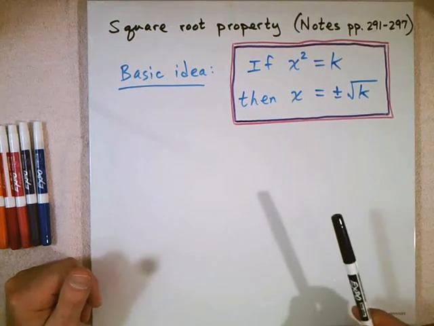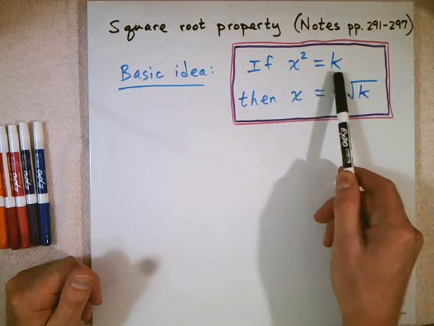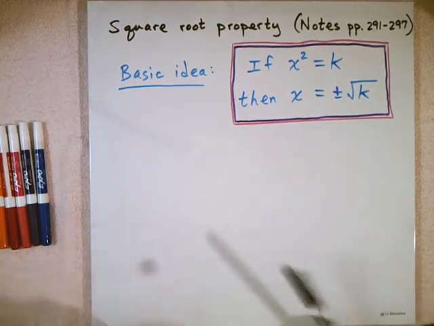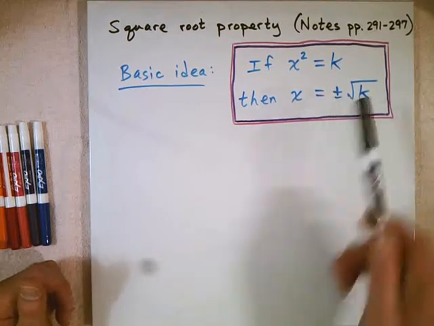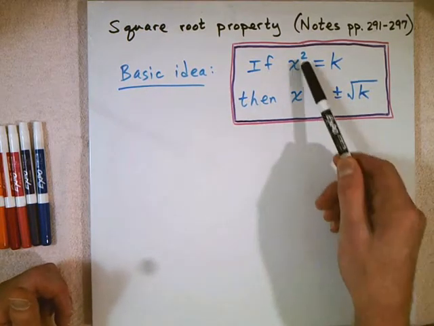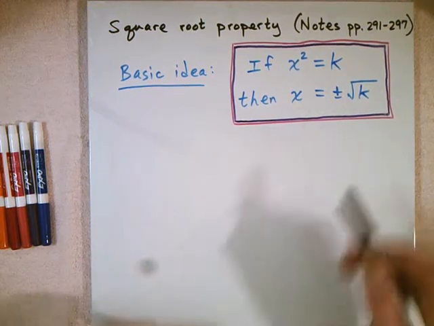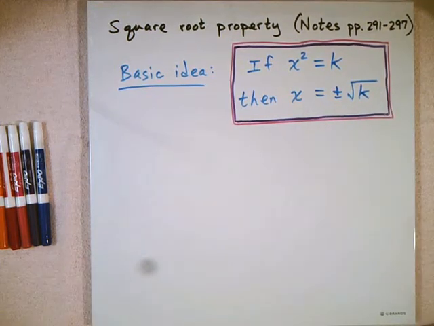Now, how does it work? Well, basically it says if you have an equation of the form x squared equals a number k, then to solve the equation to get x equals something, you just take the square root of both sides. So the square goes away on the x, and then the k, as you can see, goes inside the square root. Notice how there is a plus minus in front of that square root. That's because every number actually has 2 square roots. There's a positive square root and a negative square root.